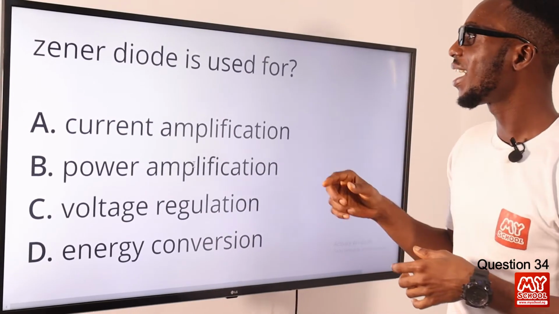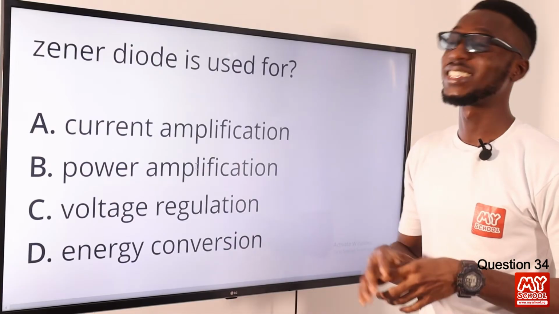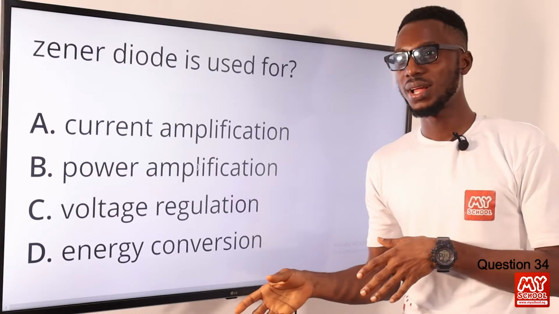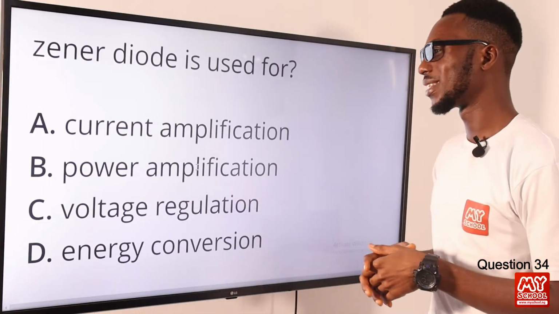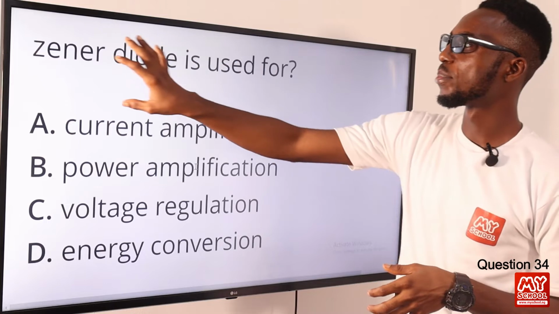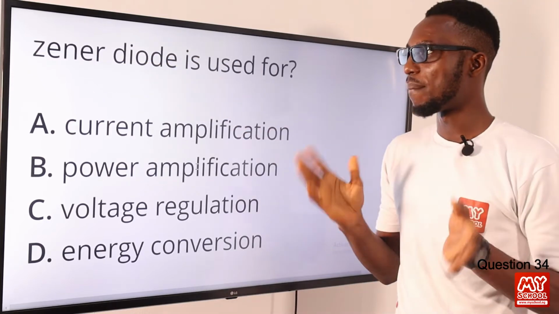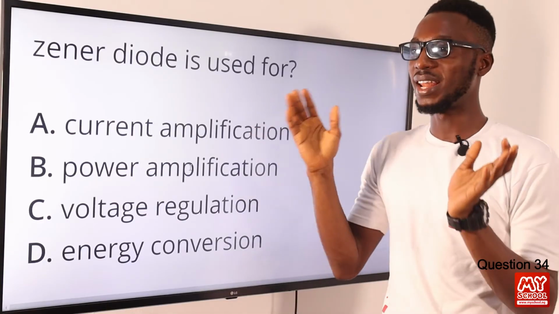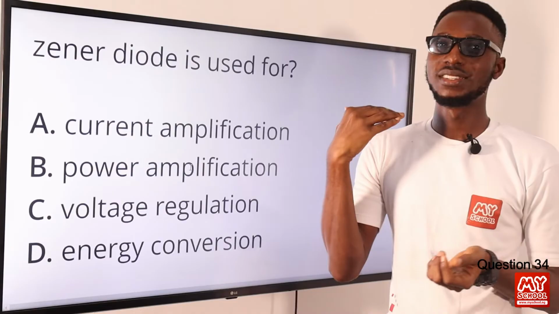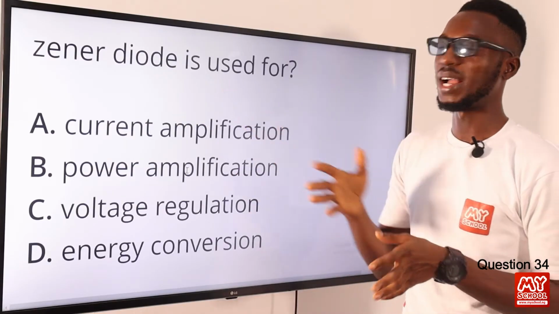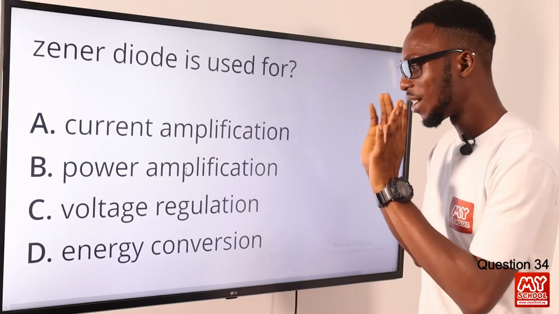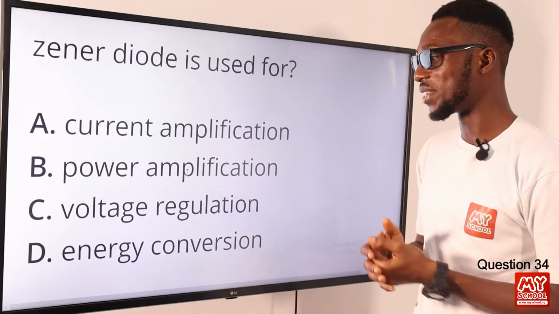34. Zener diode is used for what? Okay, it's basically used for voltage regulation, surge suppression, as reference elements and other uses like that. If you look at the working principle of the Zener diode, it's built in a way that once the threshold is exceeded, it's going to allow the current to flow backwards. We can call that the breakdown voltage, or the Zener voltage. So basically it's just to regulate voltage. So the correct option is option C for voltage regulation.